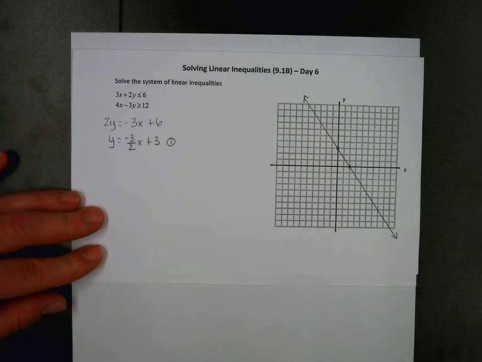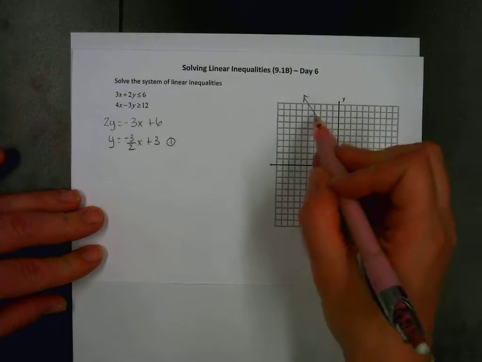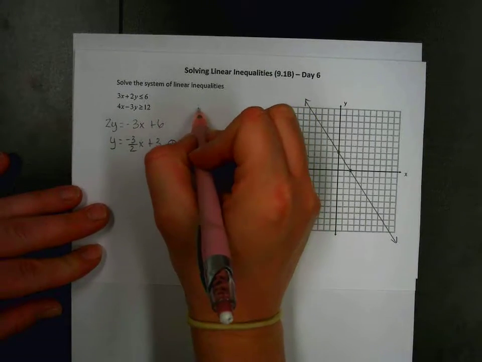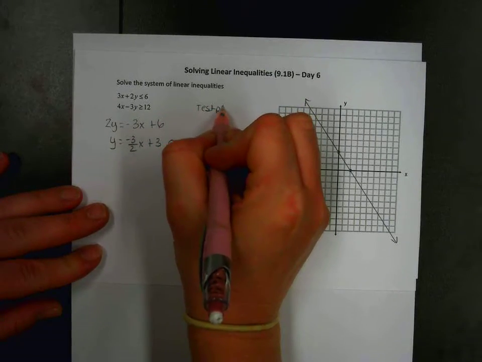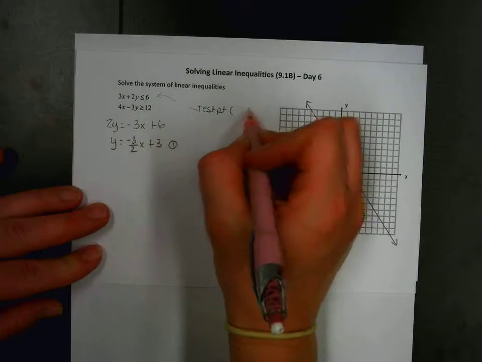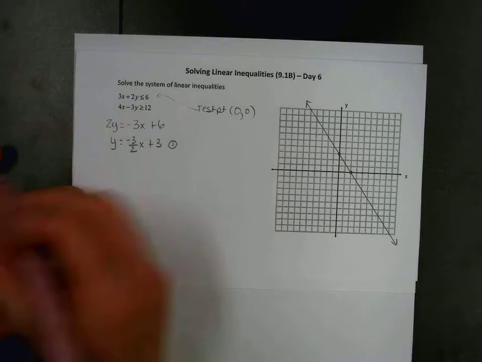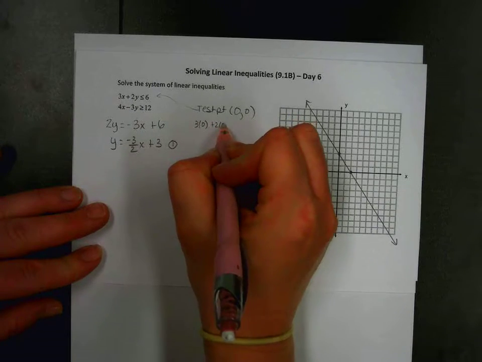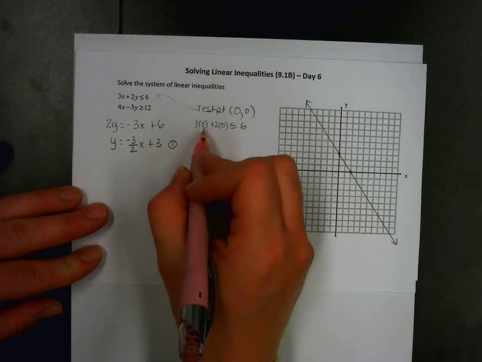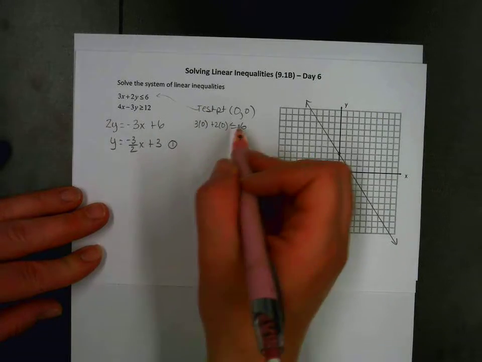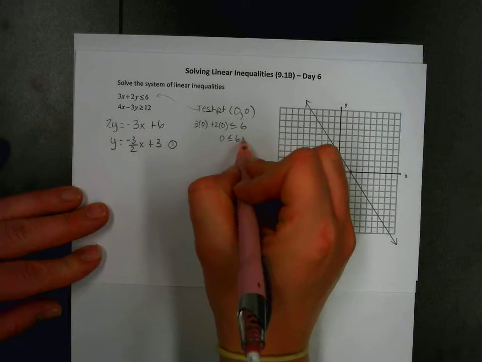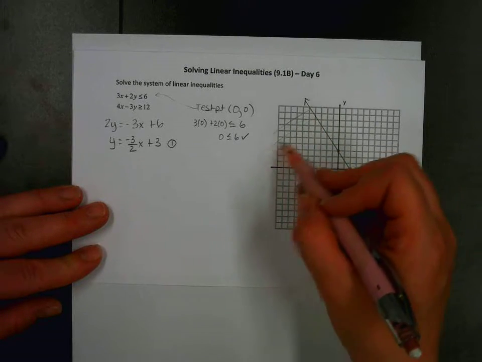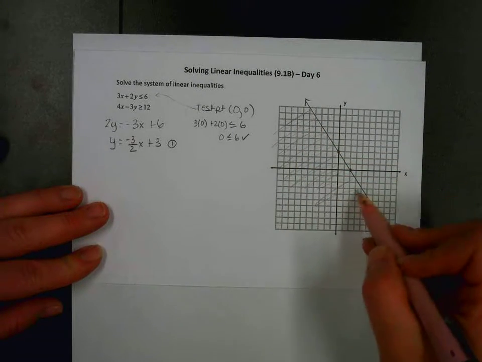All right, moving on. Oh, sorry, we need to shade this. So if you wanted to do a quick test point for this, go back to the original question and substitute in 0 into this. And 0 plus 0 will be less than 6. So this is a true statement. 0, 0 is here, so I'm going to shade everything on the same side as 0, 0.